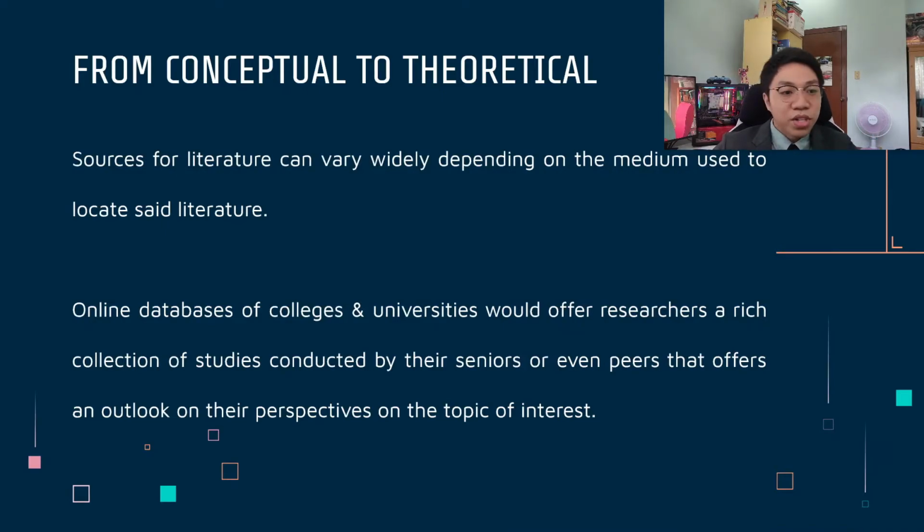So sources for literature can vary widely depending on the medium used to locate the literature. Online databases of colleges and universities would offer researchers a very rich collection of studies conducted by their seniors or even their peers that in a way would offer an outlook or maybe a perspective of the topic of interest.